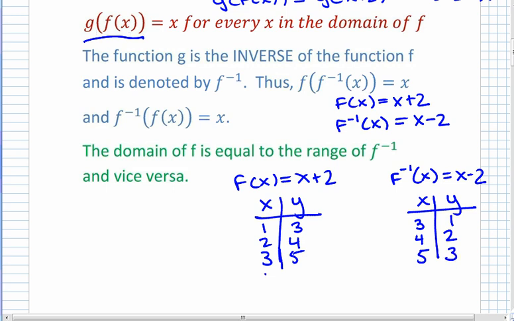Notice here that the domain and range for the function switch for the inverse. Notice that the domain of the inverse was the range of the function and vice versa. Now the domain of the function is the range of the inverse. That's what inverses will do. They'll switch. The domain and range will switch from the inverse to the function and vice versa.